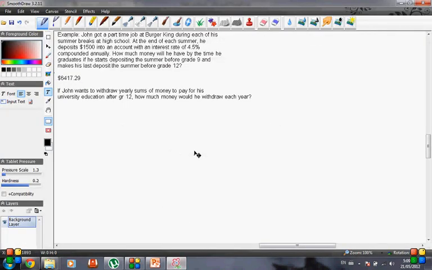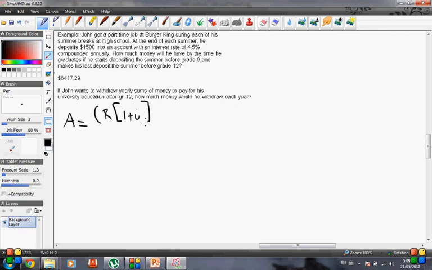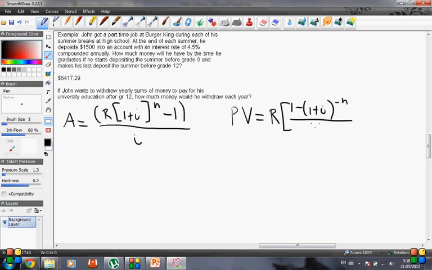So let's go here where the question is. First, again, let's write down our formulas. And in this case, I think it's good to write down the formula for the amount of an ordinary annuity as well. So let's write that down. We have amount is equal to R times (1 plus i to the power of n minus 1), the whole thing divided by i. And we already know that our formula for present value is equal to R times (1 minus 1 plus i to the power of negative n), the whole thing divided by i.